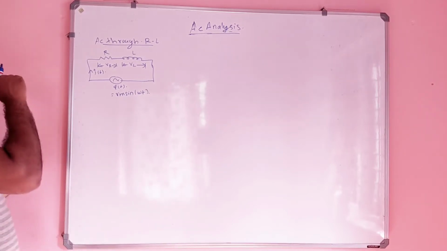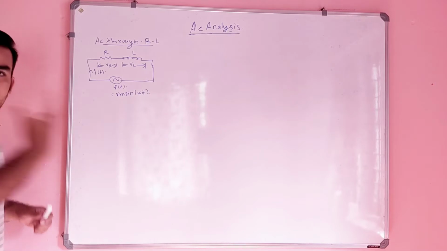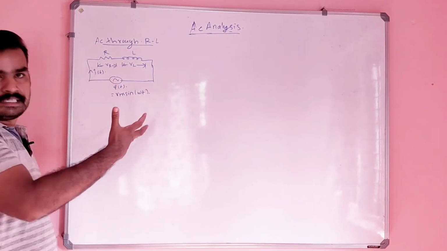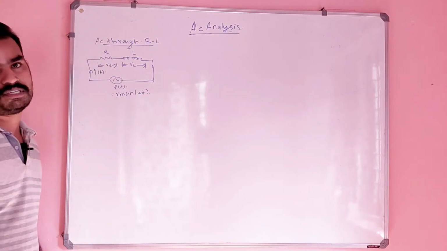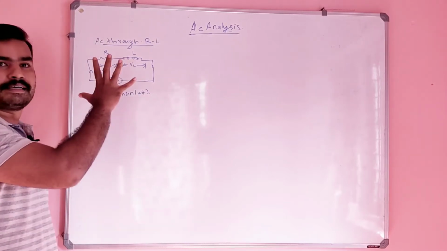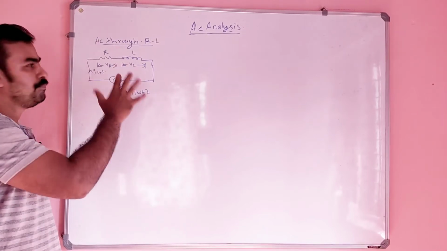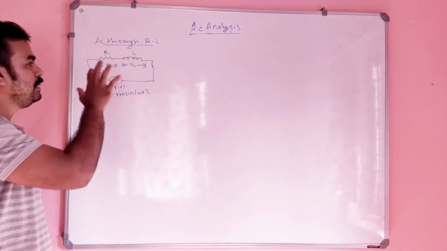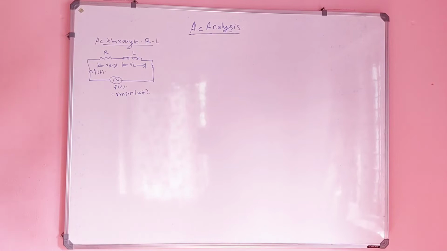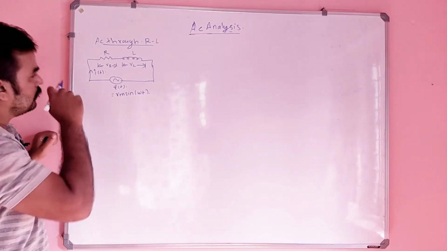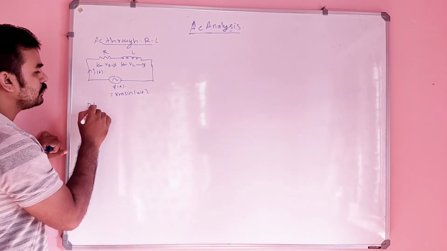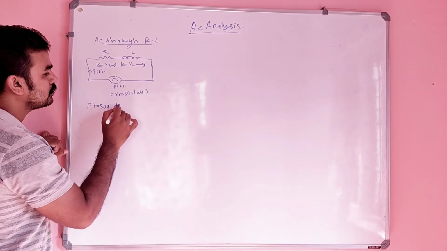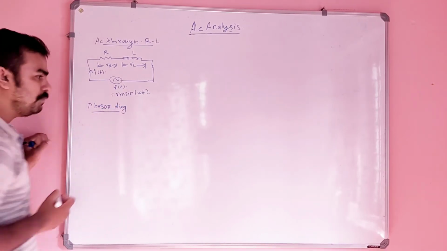Then we are going to analyze the circuit and derive some important definitions and facts from it. So please focus on the RL circuit, where we are applying V of t and getting I of t. Okay, then what will be the phasor diagram?